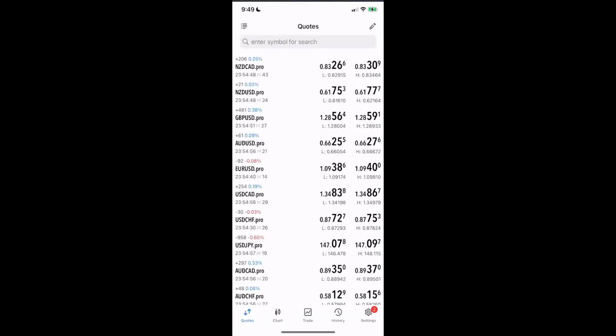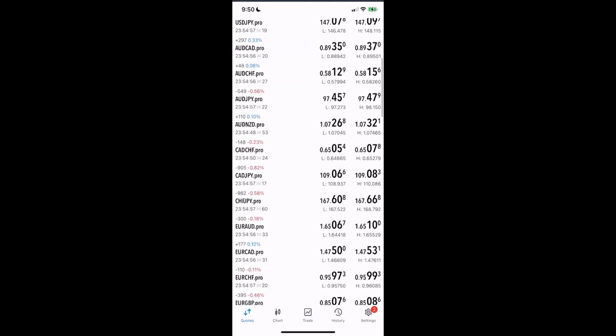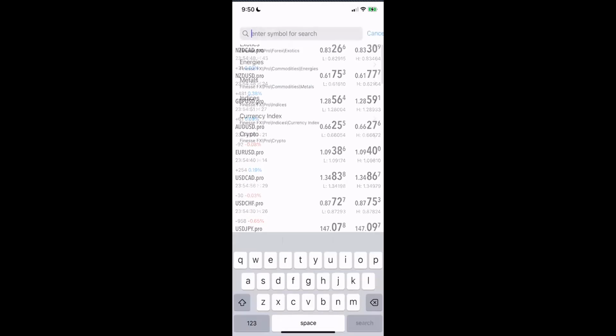If it's your first time ever getting in Monero, when you come down here to the bottom, you'll see quotes, charts, trade history, and settings. You'll see charts. You'll see these charts right here. This is where all your pairs are. If you need to find a pair, you can search for it in here.